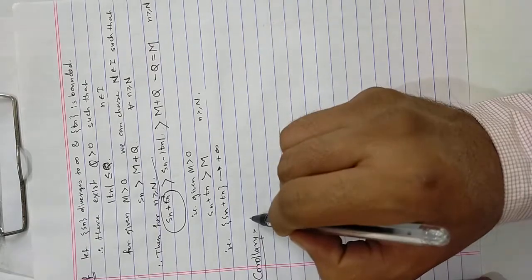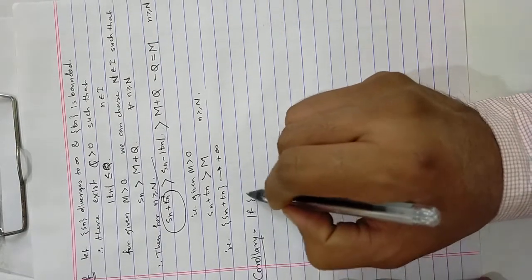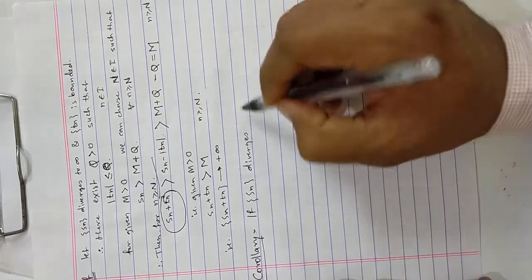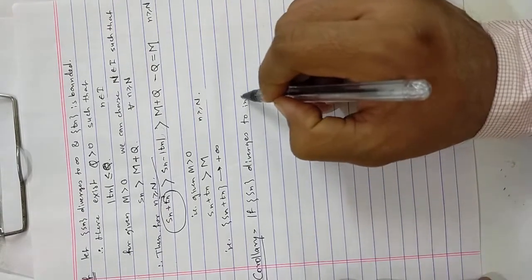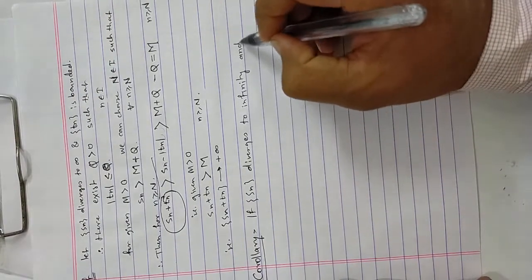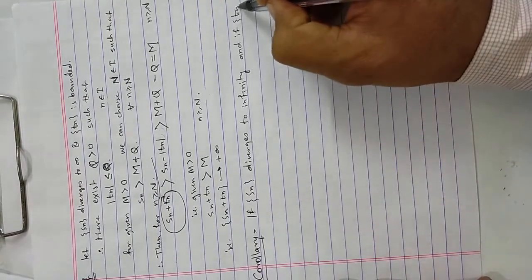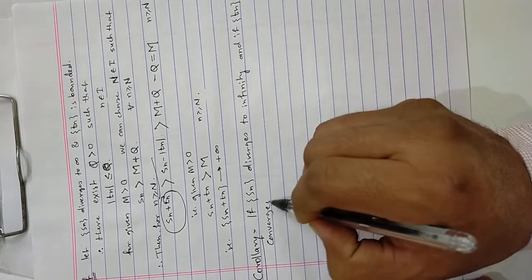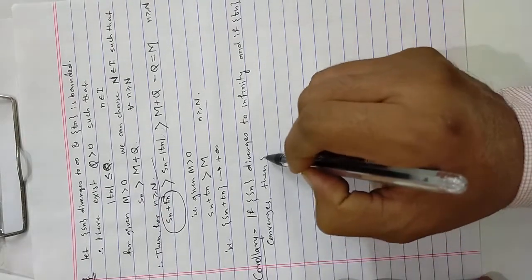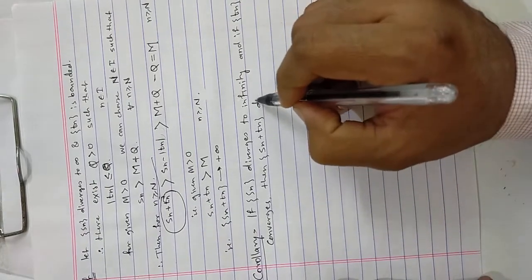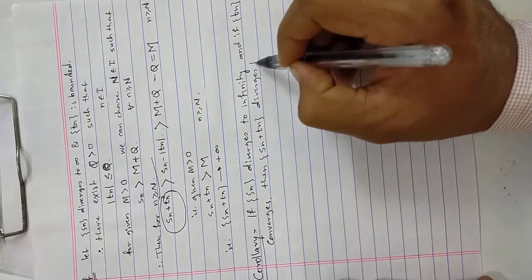The next one is a corollary, and it is something the same as that. Suppose sequence Sn diverges to infinity, and if sequence Tn converges, then sequence Sn plus Tn also diverges to infinity.